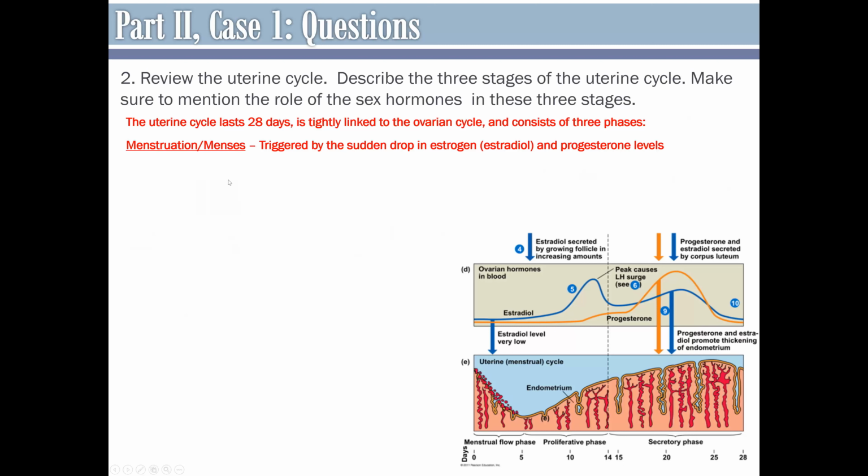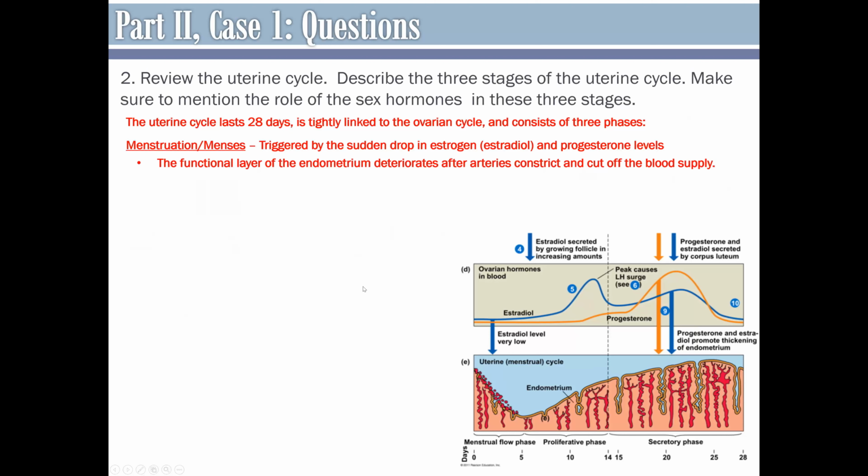And this phase is triggered by the sudden drop in estrogen and progesterone levels. And in this particular picture I'm showing you down here, they're just mentioning estradiol, and estradiol is one of the main estrogens. So when you have very low hormone levels of both estradiol and progesterone, that's going to trigger the menstrual flow phase of the uterine cycle.